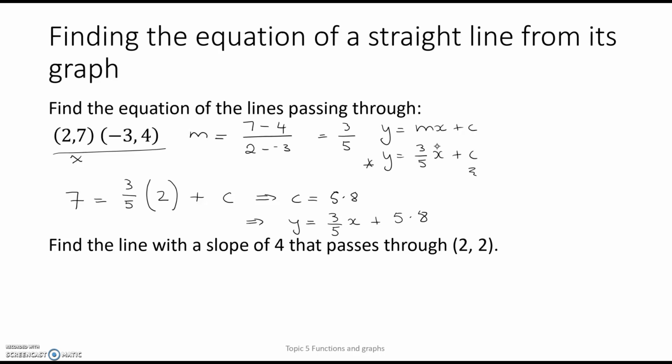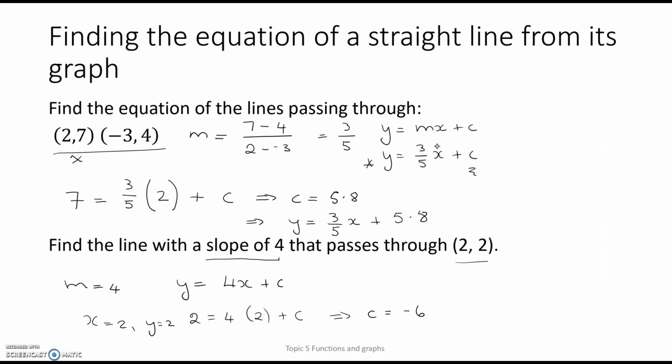The next question gives us the slope and tells us that it passes through a point. So we've given m equals 4, so we can start off with 4x plus c, and we can apply the same logic. We know that x equals 2 when y equals 2, so we can put it in there. 2 equals 4 times 2 plus c. So rearranging that gives us that c is equal to -6. So our full equation then will be y equals 4x minus 6.